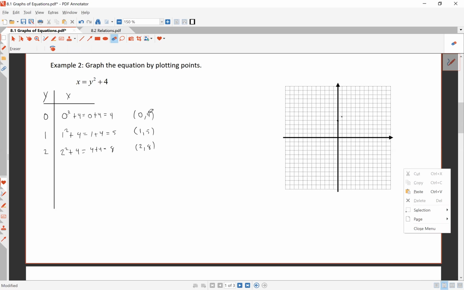And I made the mistake of writing the ordered pairs as y comma x. The ordered pairs should be x comma y: (4, 0), (5, 1), and (8, 2).